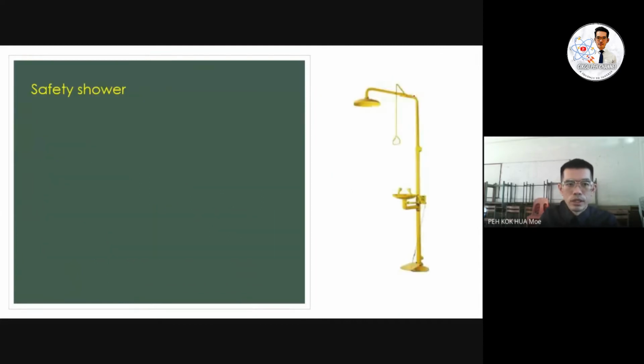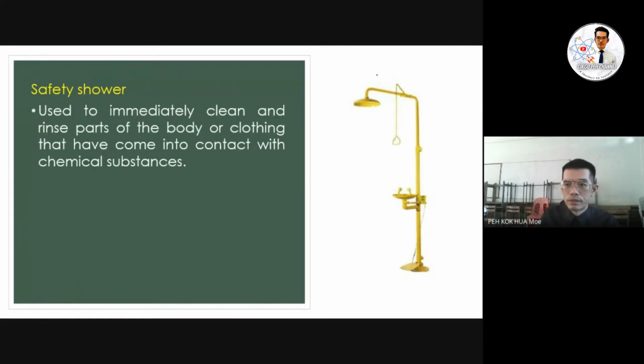So next there is the safety shower. The safety shower is here, used to immediately clean and rinse parts of the body that have come into contact with chemical substances. That means that when you're doing your experiment, if a chemical accidentally spills on your body or your clothes, you have to wash under the safety shower, just like the shower at your home. We have to wash away the chemicals on your body, because the chemical maybe is a corrosive material.